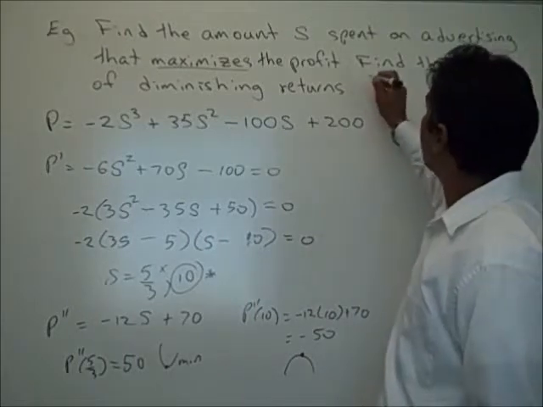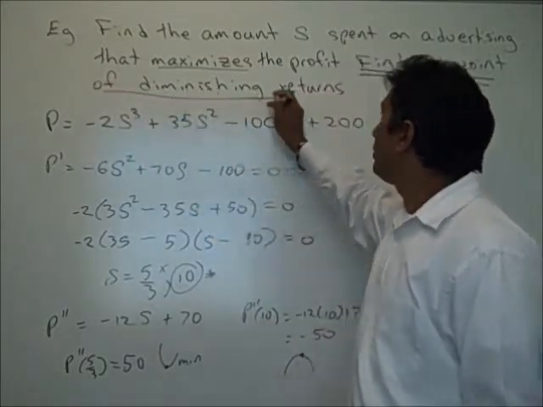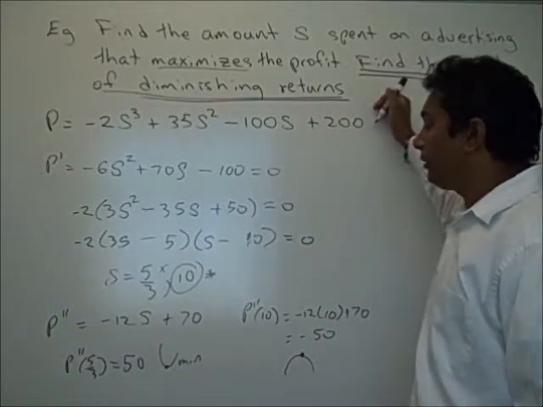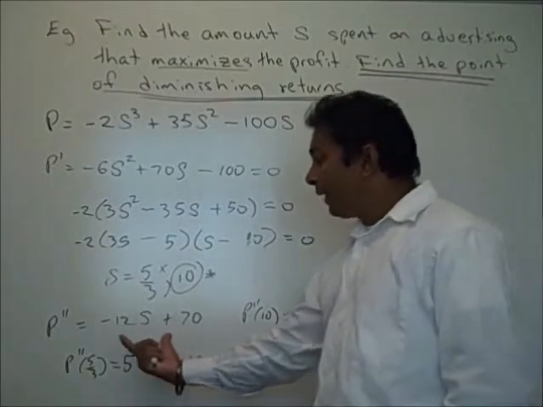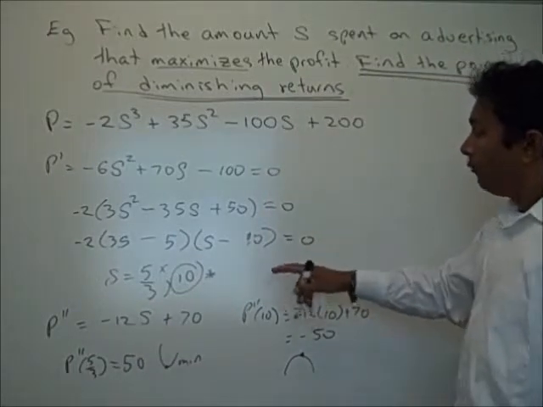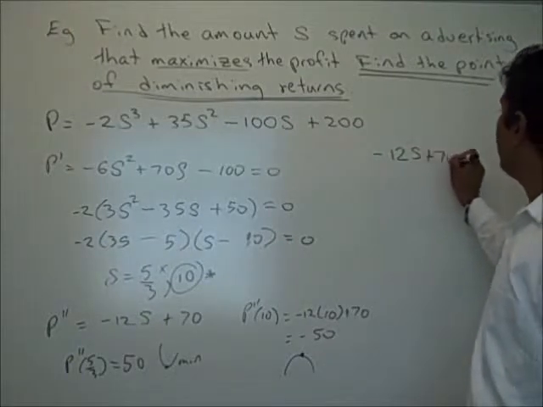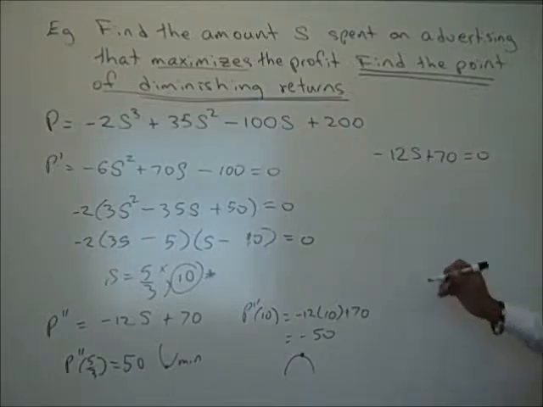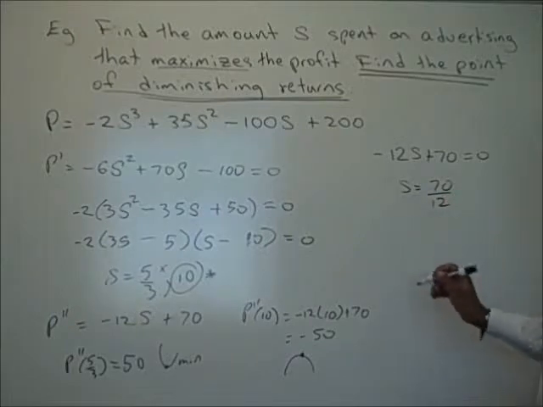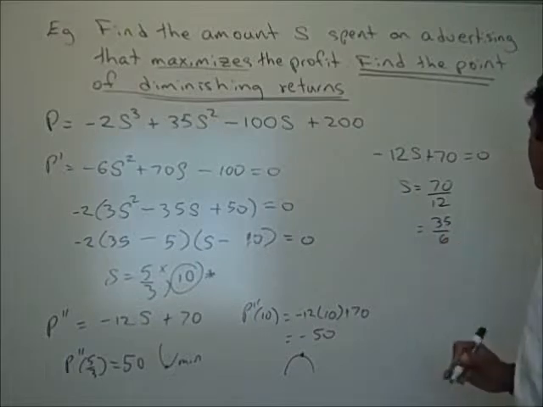Now, there's a second part to this question. It says find the point of diminishing returns. The point of diminishing returns is where the second derivative is equal to 0. We already have our second derivative. So if we take our second derivative, which is negative 12s plus 70, and set it equal to 0, we get S is equal to 70 over 12, which reduces to 35 over 6.